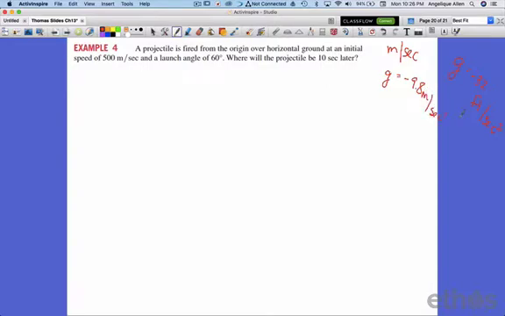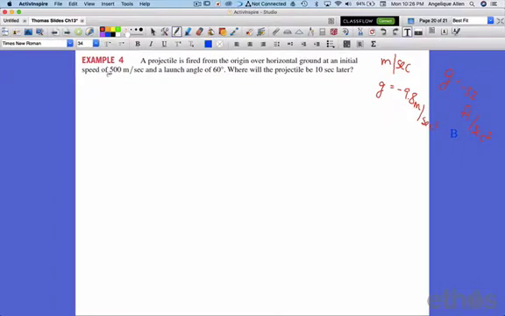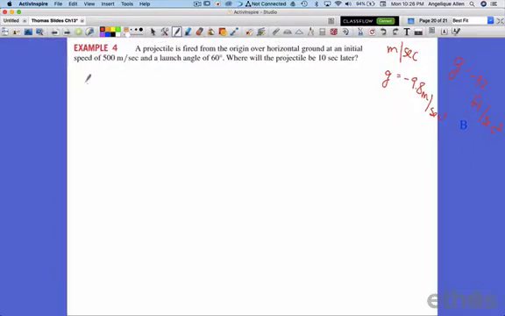So over here, initial speed, that is going to be v naught is 500 meters per second. Our launch angle alpha is 60 degrees. Not that you can't do this in radians, but it's traditionally done in degrees. We want to find where the projectile will be 10 seconds after it's launched. So t is 10 seconds, and g will be over here in the metric system.